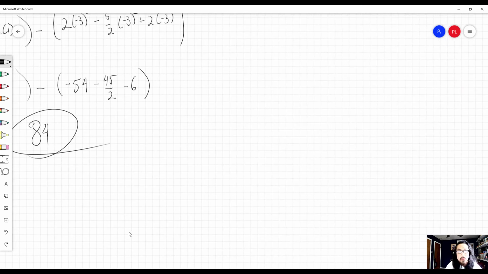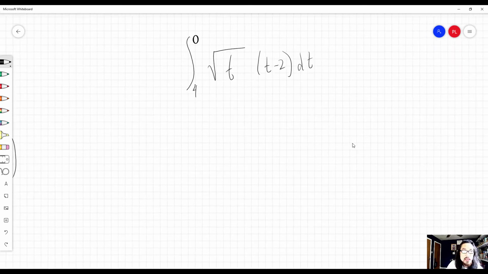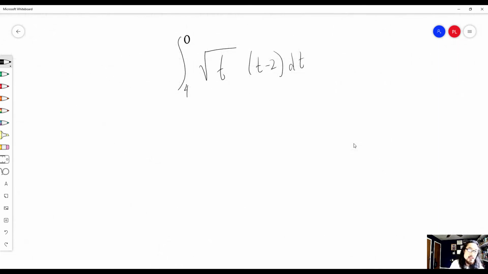All right, now what if we have something as beautiful as this? Let's say we go from our bounds, our 0, 4, and then we get, wow, the square root of t minus 2 dt. Now, don't let that square root scare you off, because that's not scary at all. The first thing that you should do if you're given something like this is to just clean it up a tiny little bit, all right?